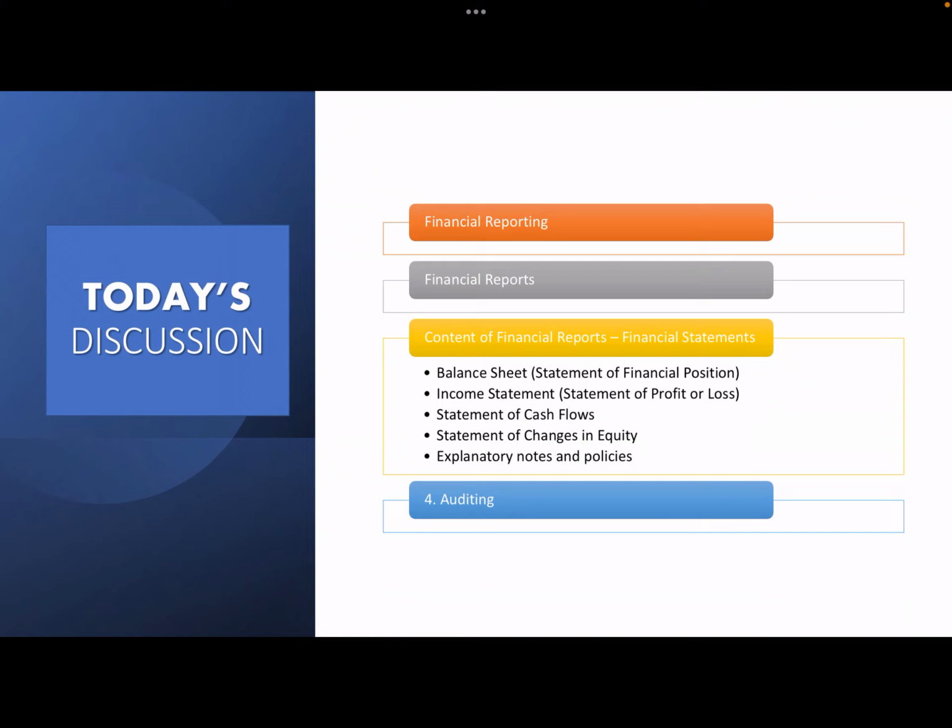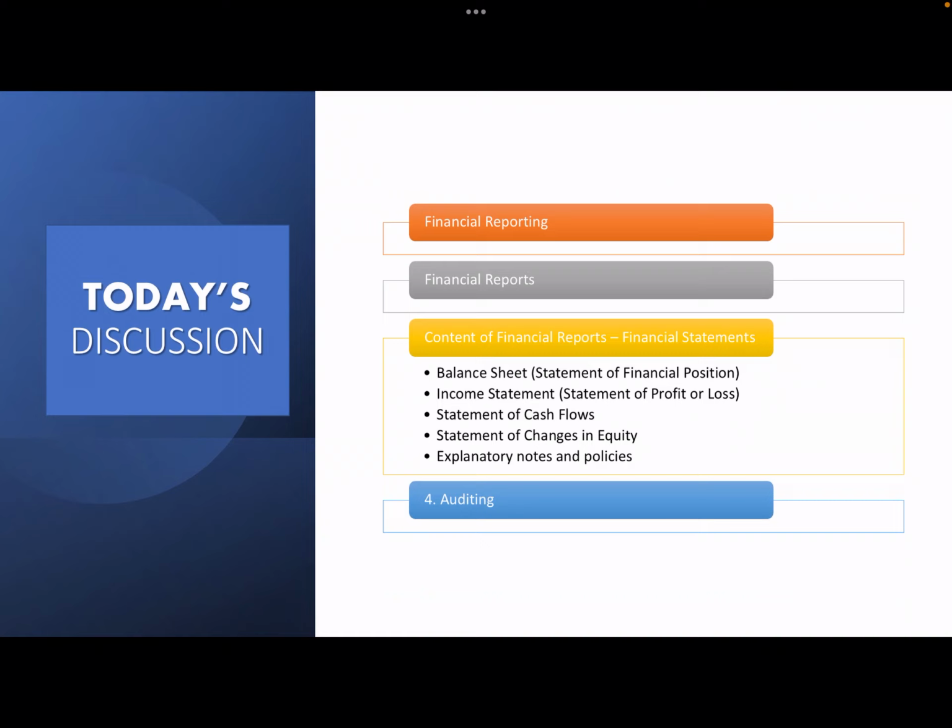Now, usually, financial statement contains several subset statements in them, namely the balance sheet, which is also known as the statement of financial position. We have the income statement, which is also known as statement of profit or loss, statement of cash flows, statement of changes in equity, and then explanatory notes to the accounts. These we are going to see in a short while, but I'll explain it briefly. So while we're looking at this, let's start with what is called the balance sheet.